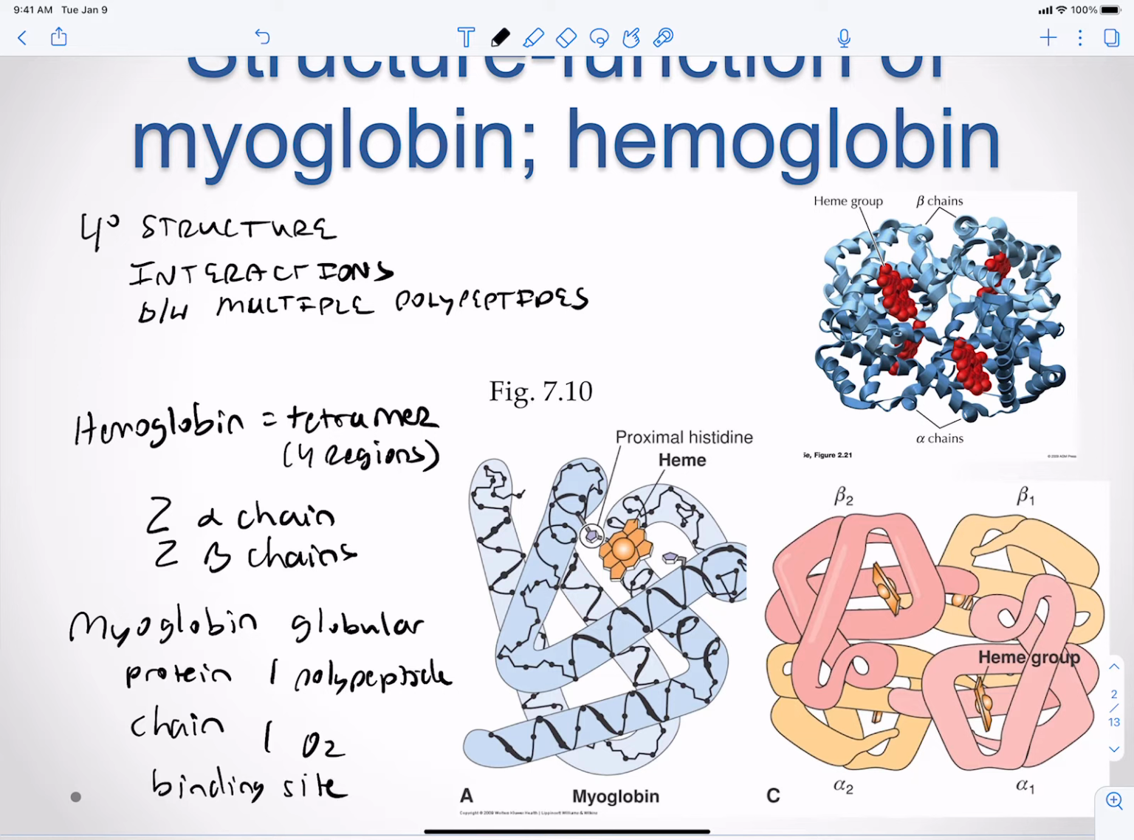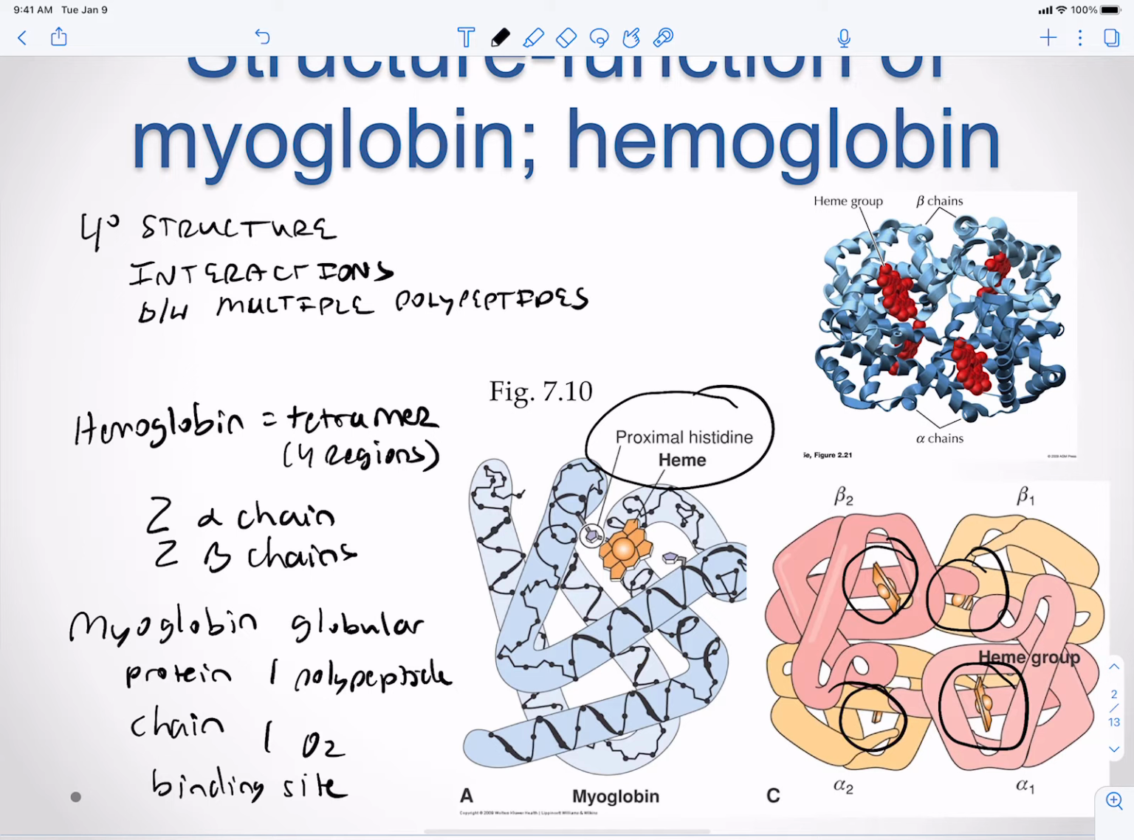All right, so here's myoglobin. It has its proximal histidine that's going to help with the ability to bind oxygen. And then here's hemoglobin, and it has 4 binding sites. The 4th one is hidden, 2 betas and 2 alpha chains.